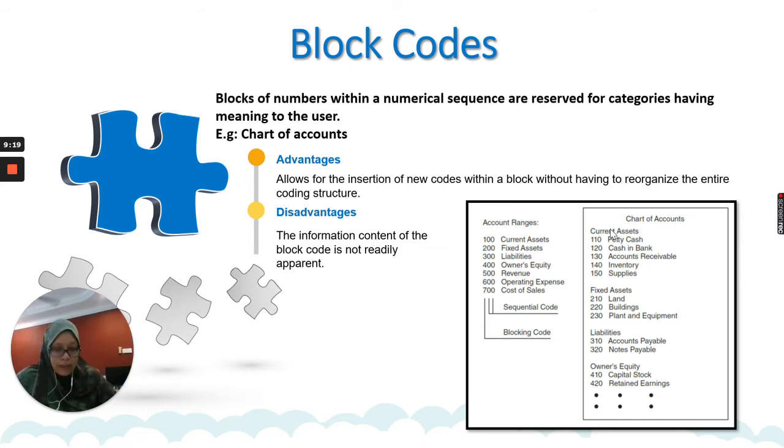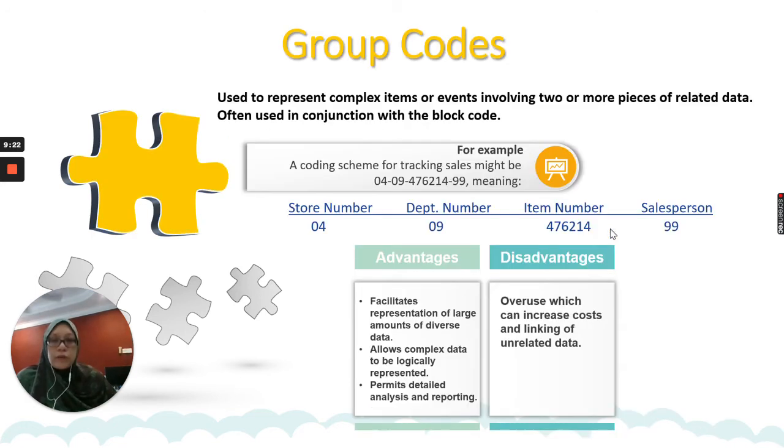Okay, the next is group codes. Group codes are used to represent complex items or events involving 2 or more pieces of related data. And often these group codes are used in conjunction with the block code. So for example here, can you refer to this number? Refer here, a coding scheme for tracking sales. So they have 04-09-47621-99. So actually in this long number, each group has its meaning and related data about it.